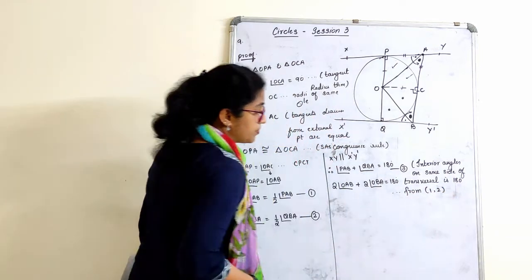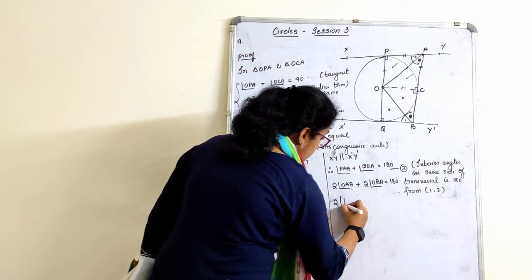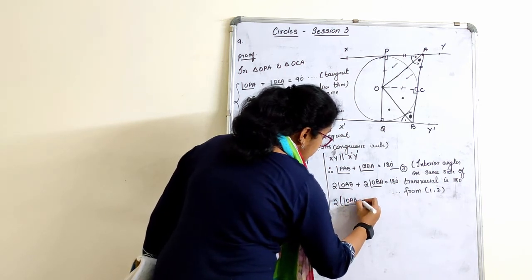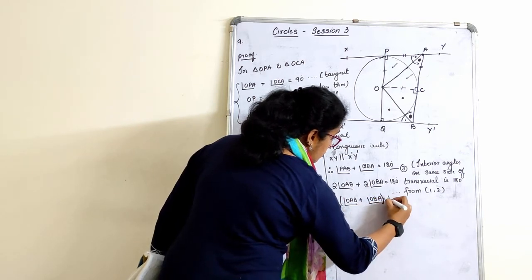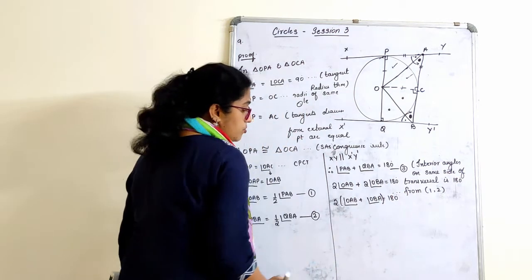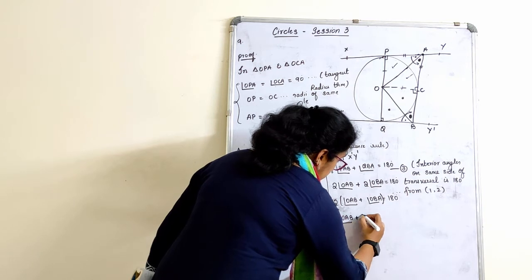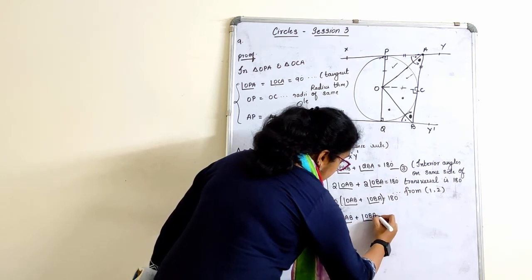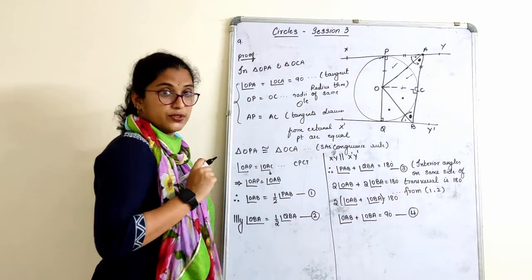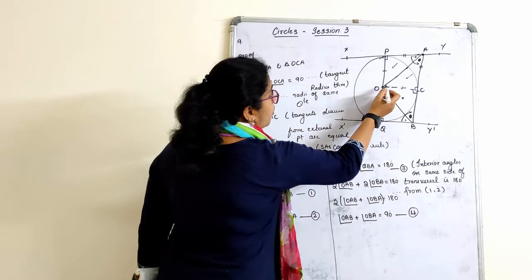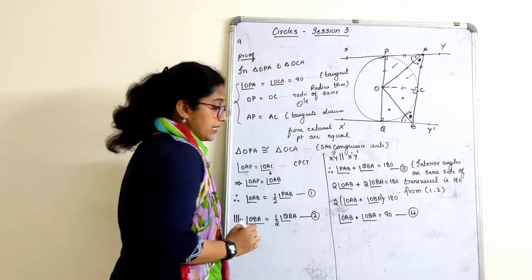From 1 and 2, I will take 2 common. 2 times (angle OAB plus angle OBA) is equal to 180. Send this 2 to this side. Angle OAB plus angle OBA is equal to 90. Equation 4. Right? We proved that angle OAB and angle OBA together is equal to 90. Keep it as it is.